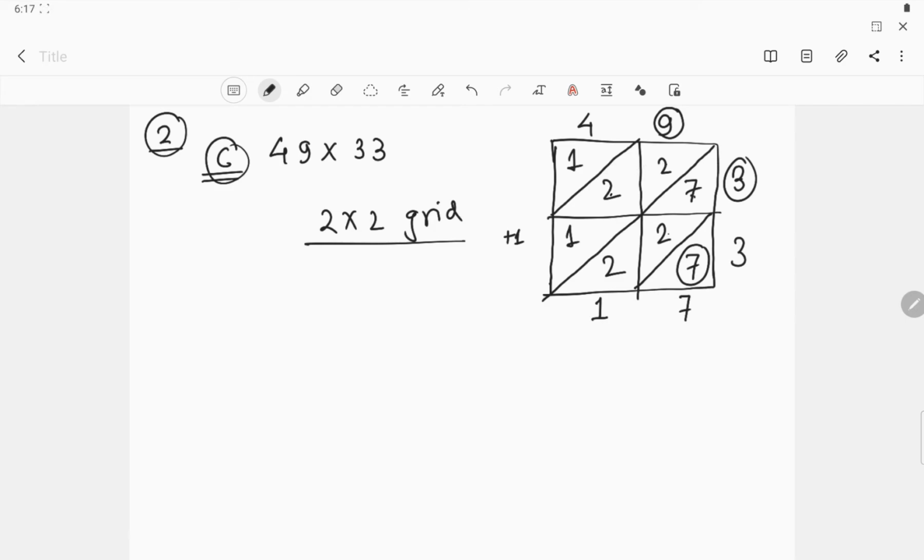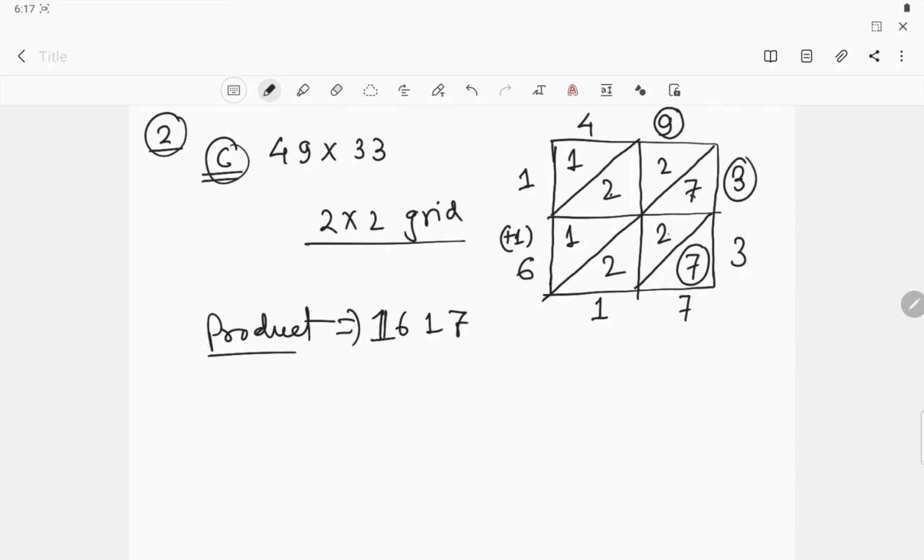Now 2 plus 2 is 4, 4 plus 1 is 5, and this 1 will be added to 5. So you will get 5 plus 1, that is 6. Okay, and 1 will become 1. So our product will be 1617.